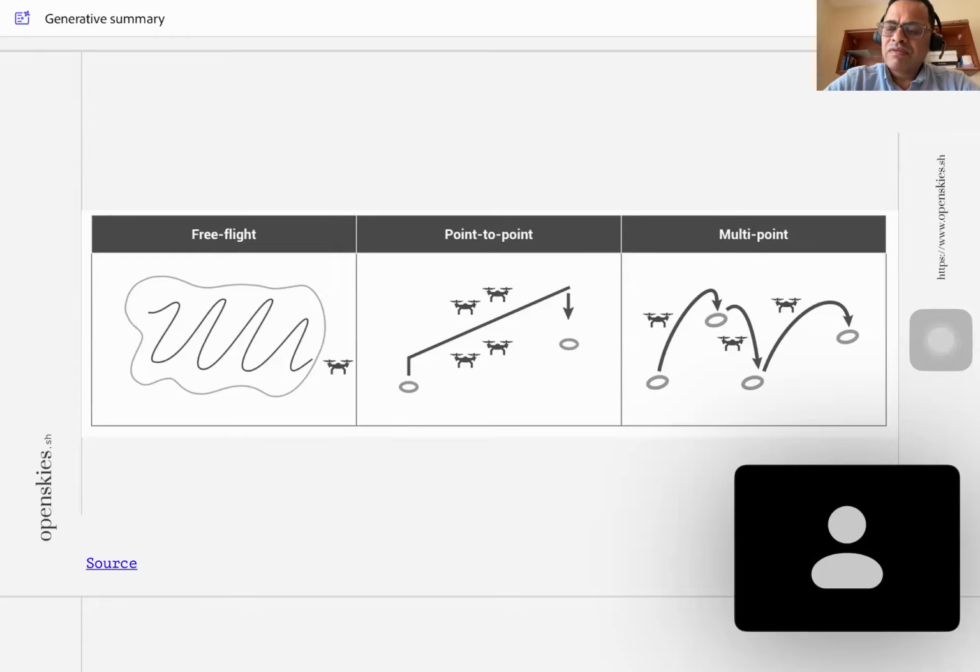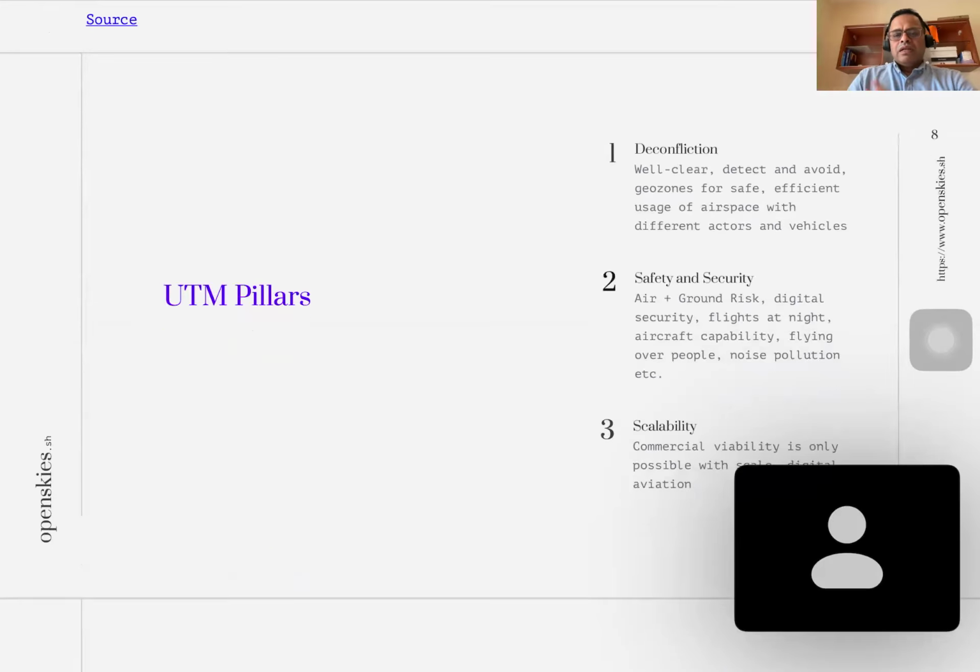But from an aviation point of view, this is considered very advanced, and people will have a lot of difficulty understanding how this can be safe and so on. So to enable BVLOS, and mainly to enable BVLOS safely, you need something called UTM. And the foundational concept of UTM is the following, which is deconfliction.